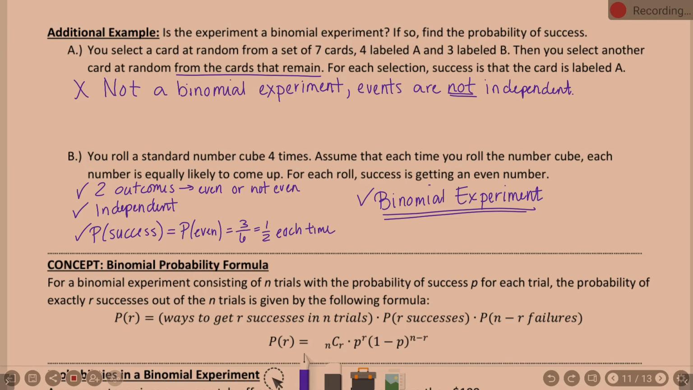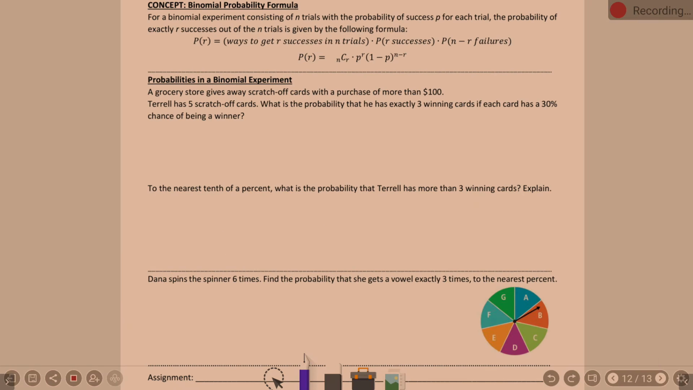Now, I think, do I have, yes, I have this on the next page. So, for a binomial experiment consisting of n trials with a probability of success p for each trial, the probability of exactly r successes out of the n trials is given by the following formula. Okay, so n trials is how many times it's being done. P represents the probability, and r represents the number of successes, what you're finding the probability of, essentially.